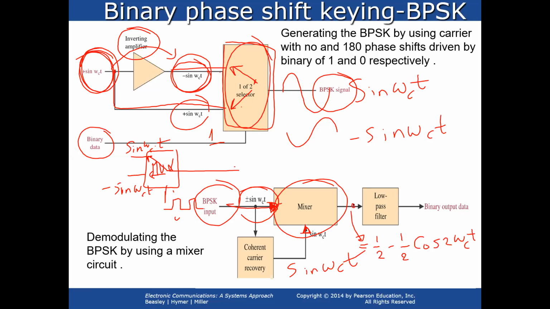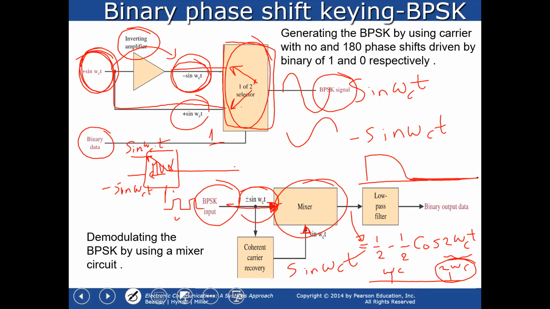Now, I don't want the higher frequencies. This is omega_c, this is 2 omega_c, so these are considered to be higher frequencies. I'm going to use a low pass filter that cuts any frequencies beyond a certain limit, so that I only keep the low-frequency part and eliminate anything that is higher. So this term here will be eliminated, and you end up only with this binary output data.